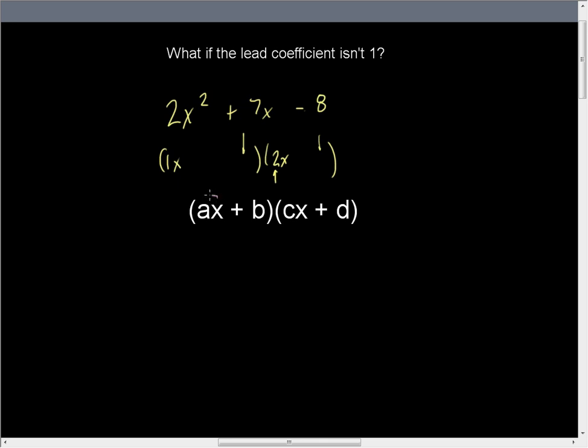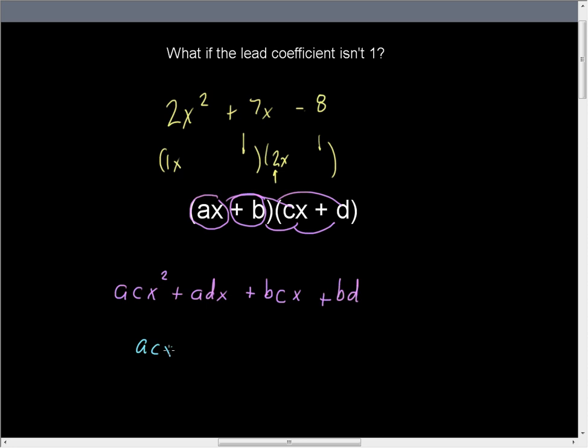And so I'm going to gather up my ax. I'm going to multiply that by cx and d. So I get acx squared plus adx. Then I gather up my plus b and I multiply that by cx and d. And that's going to give me plus bcx plus bd. If I combine like terms, I get acx squared plus, and now the number is going to look like ad plus bc, and I have an x plus bd.